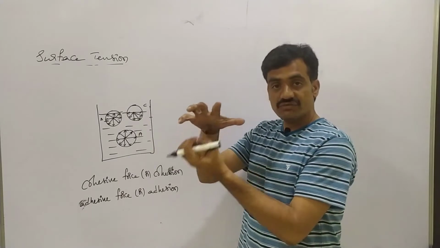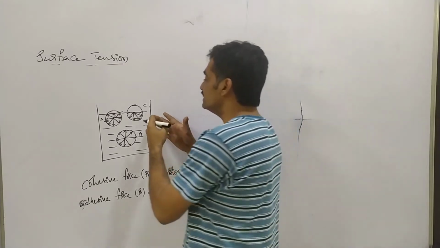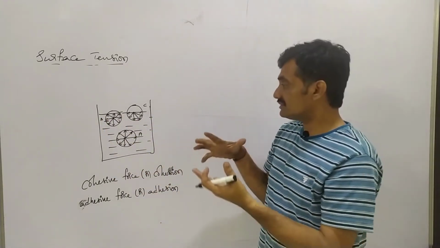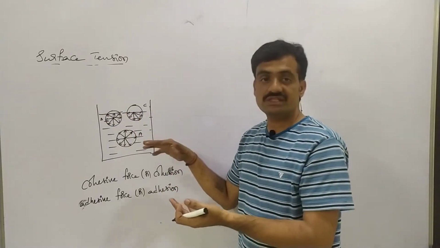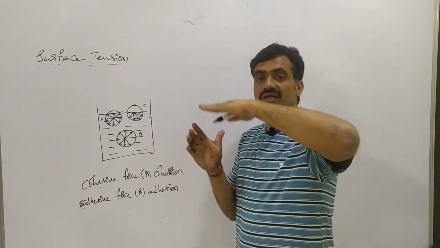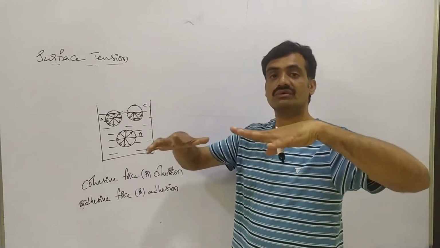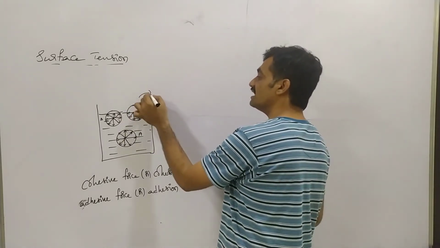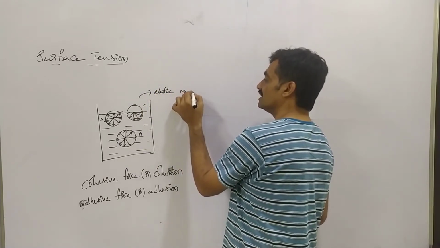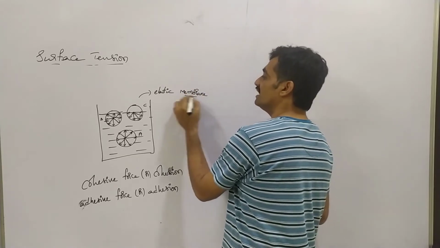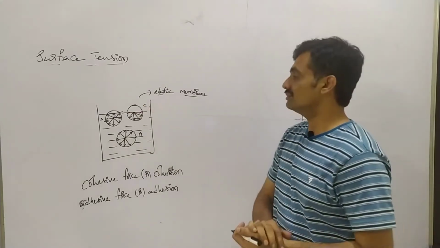As it experiences the force in the downward direction, the molecule will be dragged downward, and it stretches over the surface, because the molecules within the liquid will not try to move in the upward direction. That's why the molecules on the surface are stretched over the surface, just like an elastic membrane. This elastic membrane helps insects or other objects to walk on the liquid.